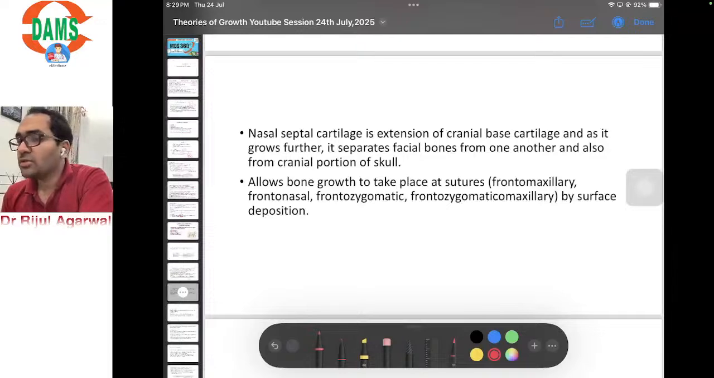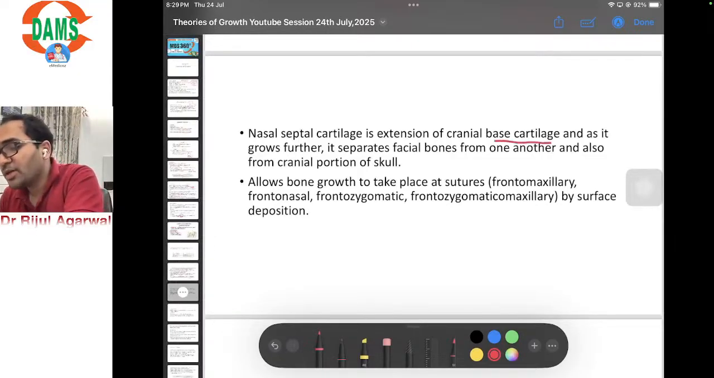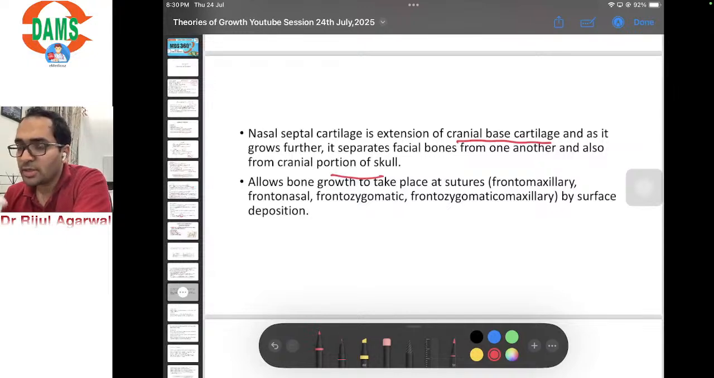Okay, so how did this nasal septal cartilage become so important that it is responsible for the growth of the whole midface? It was said that the nasal septal cartilage is typically an extension of the cranial base cartilage, and so as it grows further, it separates the facial bones from one another and also from the cranial portion of the skull. As it grows, it pushes the midface in the downward and forward direction and allows it to grow.